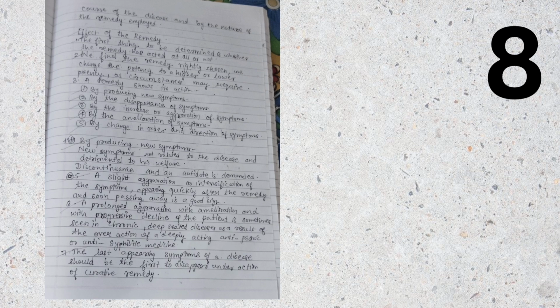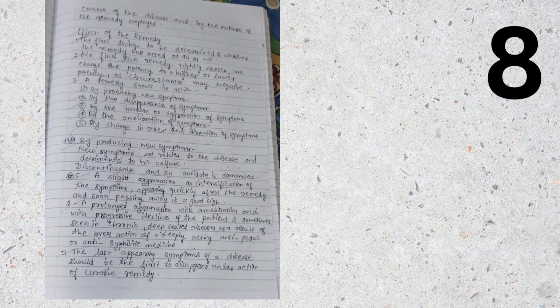Effect of the remedy. The first thing to be determined is whether the remedy has acted at all or not. If we find the remedy rightly chosen, we change the potency to a higher or a lower potency as circumstances may require. A remedy shows its action first by producing new symptoms, second by the disappearance of the symptoms, third by the increase or aggravation of the symptoms, fourth by the amelioration of the symptoms, fifth by change in order and direction of the symptoms.